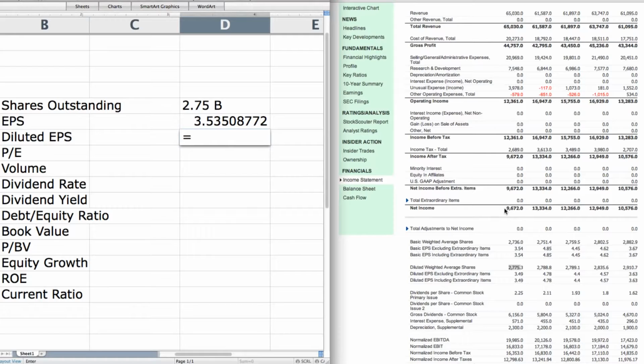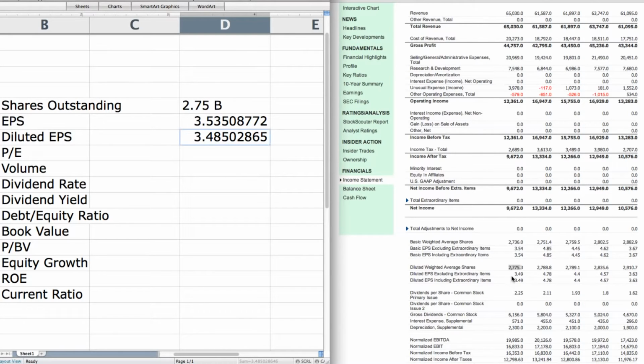We're going to put the net income in again. So it's going to be 9,672, and we're going to divide that by the diluted weighted average shares, which is 2775.3. When we hit enter, you can see that the diluted EPS is actually lower than the EPS that's being reported. So this number is more accurate, and this is the number you're going to want to use whenever you're calculating.